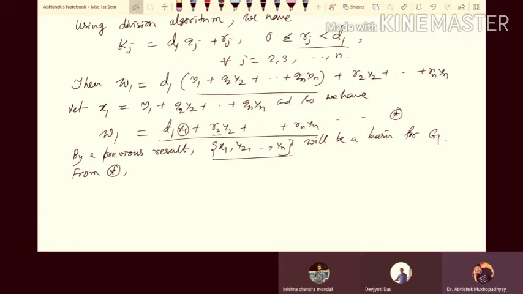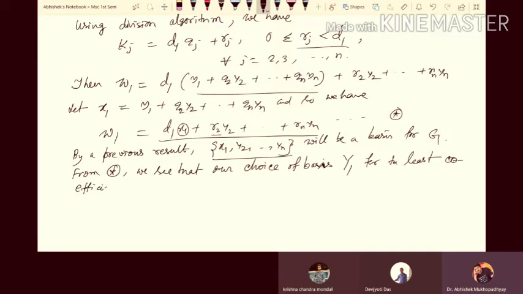So from star, we see that our choice of basis y1 for the least coefficient d1 greater than 0, we must have all those R2, R3, Rn are 0.